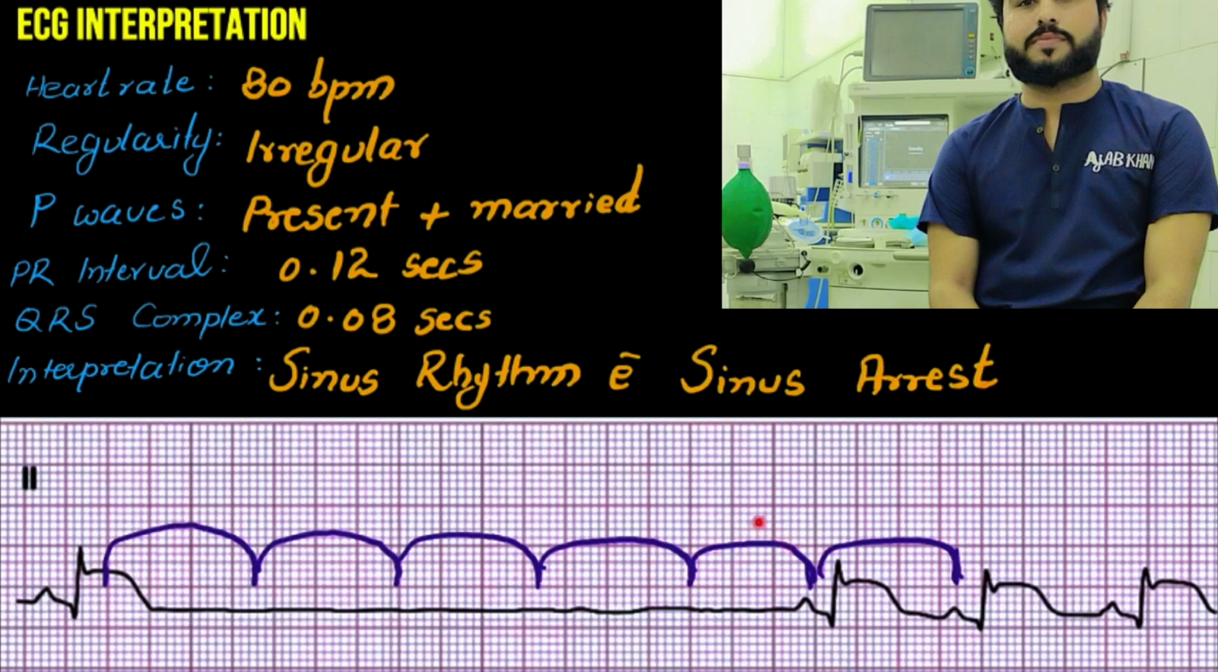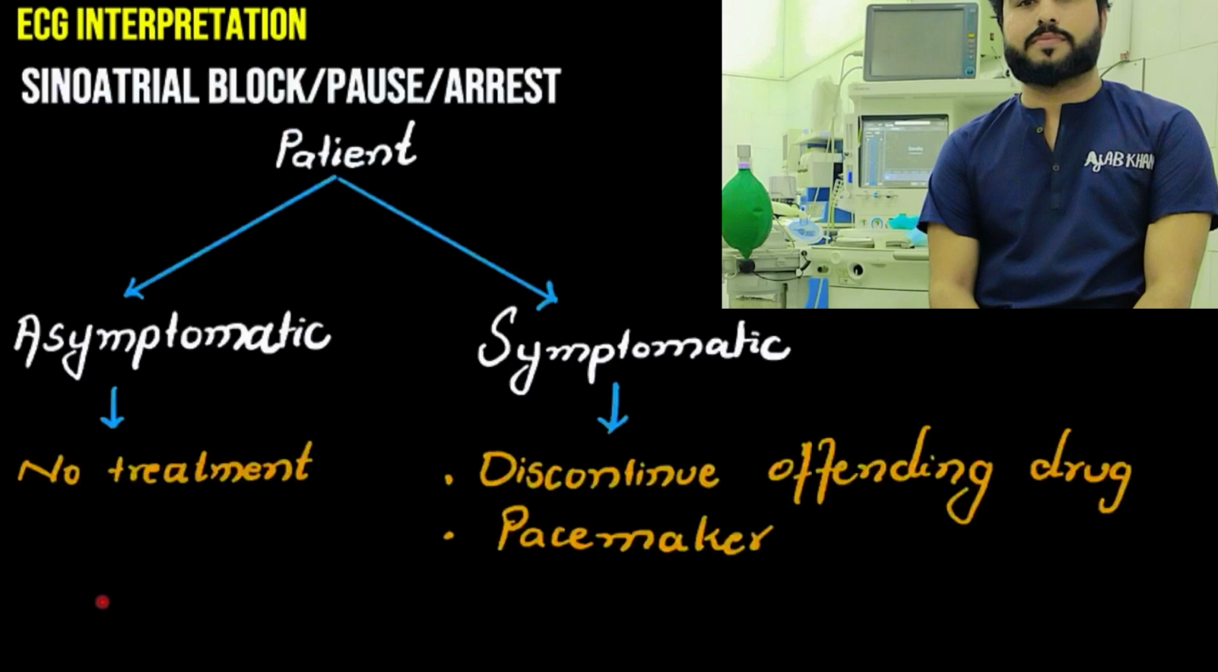So it is a sinus rhythm with arrest because the P wave is not coming on the normal P to P interval. If the P wave would have come over here, then we would have called it a sinoatrial block. So that is the only difference between sinus arrest and sinus block.